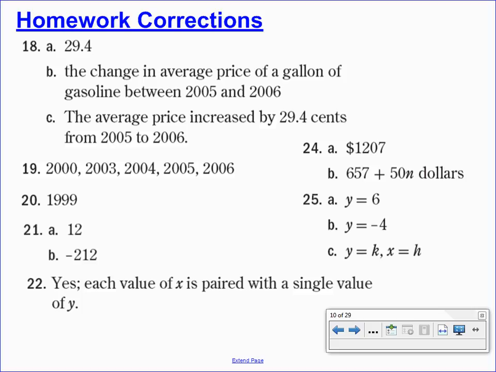18, 29.4. B, the change in average price of a gallon of gas between 2005 and 2006. In letter C, it looks like the average price increased by 29.4 cents from 2005 to 2006. Yikes. Number 19, the years 2000, 2003, 2004, 2005, 2006. Number 20 is the year 1999. 21, A is 12, B is negative 212. 22, yes, it's a function. 24, A, $1,207, B, $657 plus 50n dollars. And 25, A, y is 6, B, y is negative 4, C, y equals k, and x equals h.